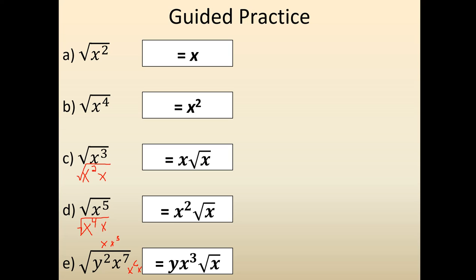So this would be the simplified form. y outside the radical, because that's half of 2. x cubed, because that's half of 6. And that's pretty much it.